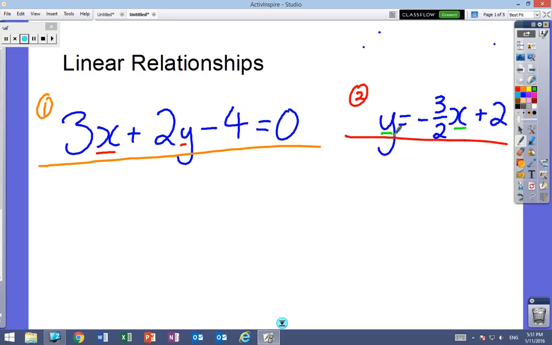Now, one of the big things you need to be able to do is change what they look like using your algebraic techniques, plus, minus, times, and divide. So let's have a look at changing this one here first. We could say plus 4 to both sides. And that would change it to 3x plus 2y, and the minus 4 would shift over there as a plus 4. Now I'm going to minus 3x's from both sides.